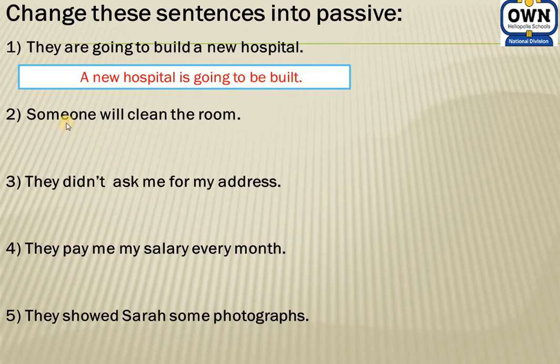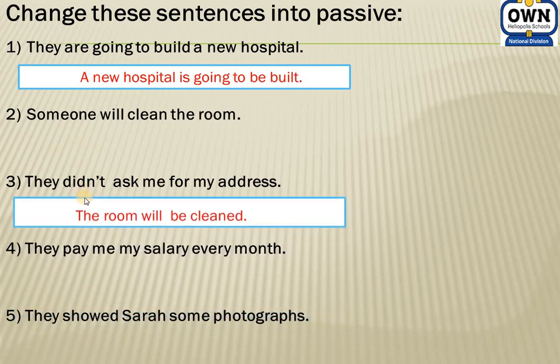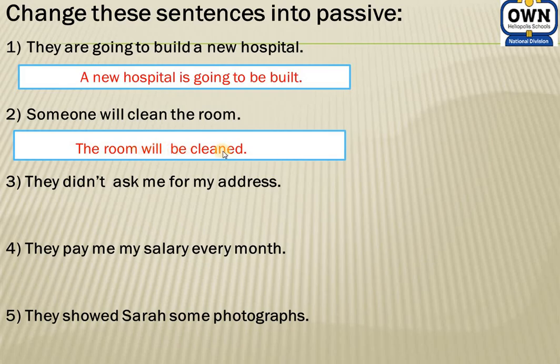Number 2. Someone will clean the room. Someone is the subject, the main verb is clean, and the object is room. So it will be like the following: the room will be cleaned.